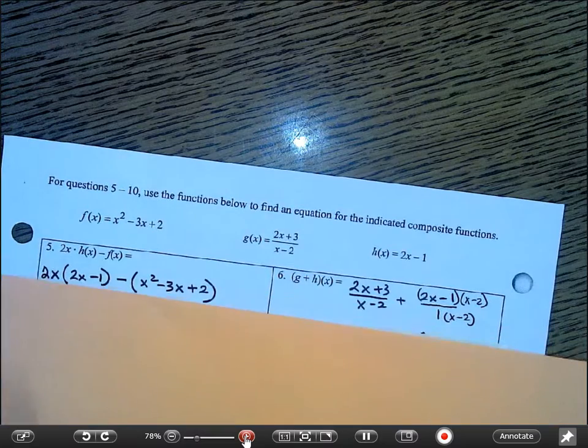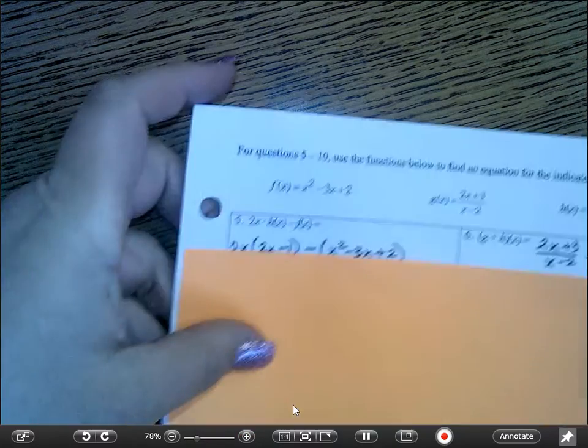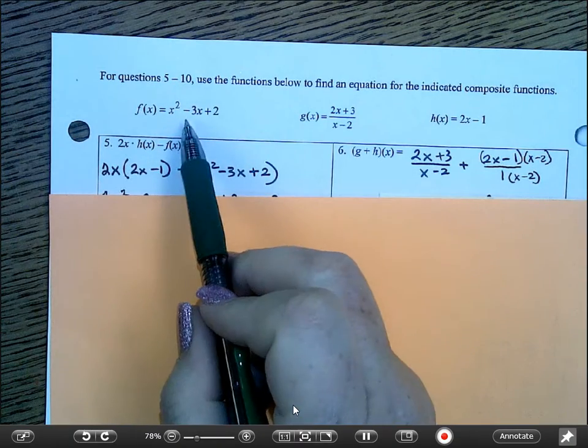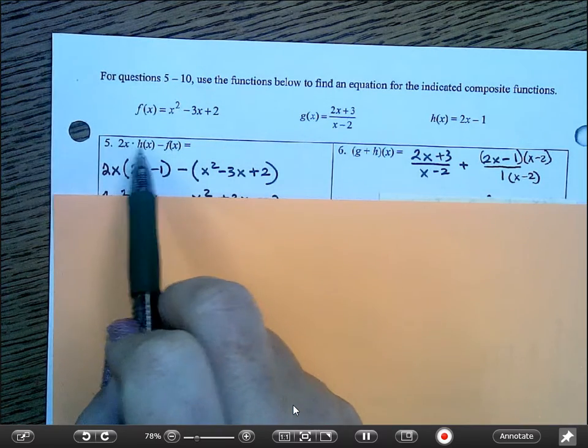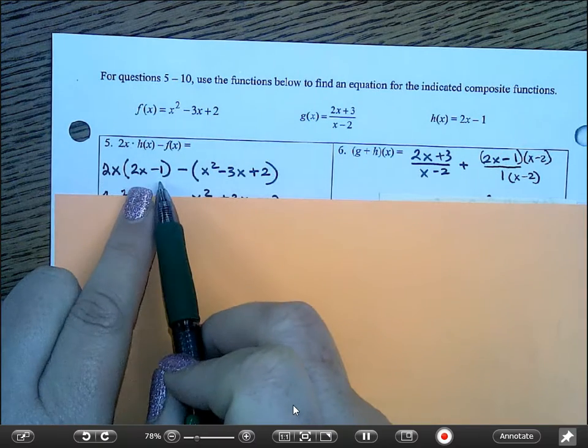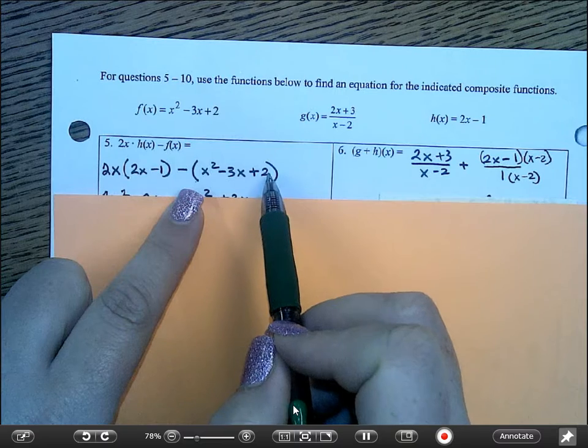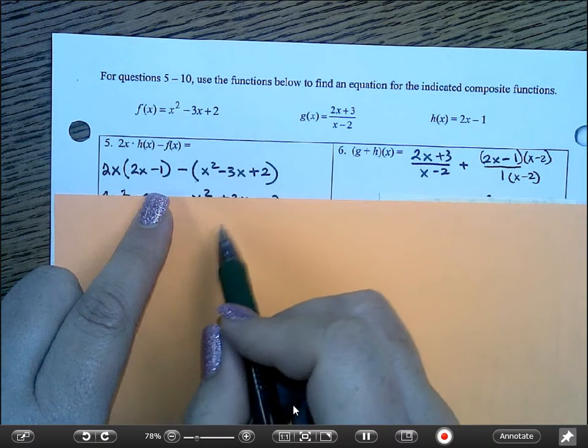All right, so now let's take a look at questions 5 through 10. So on these functions, it says use the functions below to find an equation for the indicated composite functions. So we're given equations. So here's your f, your g, and your h. So 2x times h of x. H of x is very simply 2x minus 1 minus the f of x function. And then from here, you are just going to do your algebra.